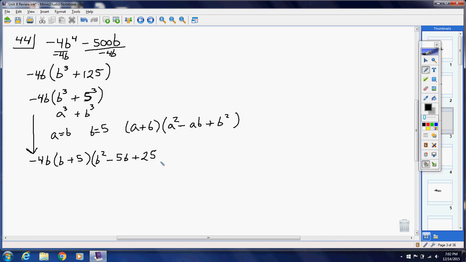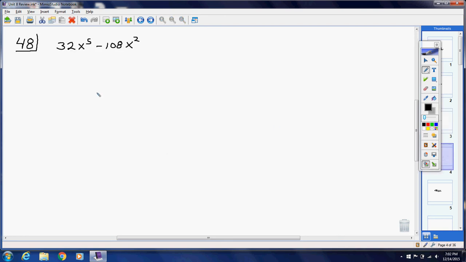There we have it. All right, last one. Number 48. Let's see what we can factor out. Let's see if we factor out a 2, that would leave us with 16 here. Nah. If we factor out a 4, that would leave us with 8. So let's factor out a 4x squared, it looks like. Let's divide out a 4x squared.